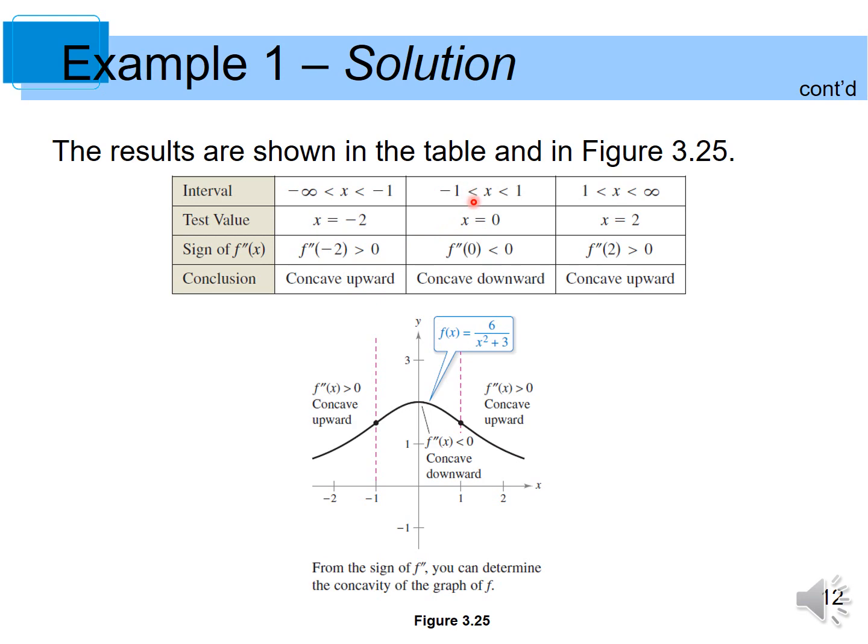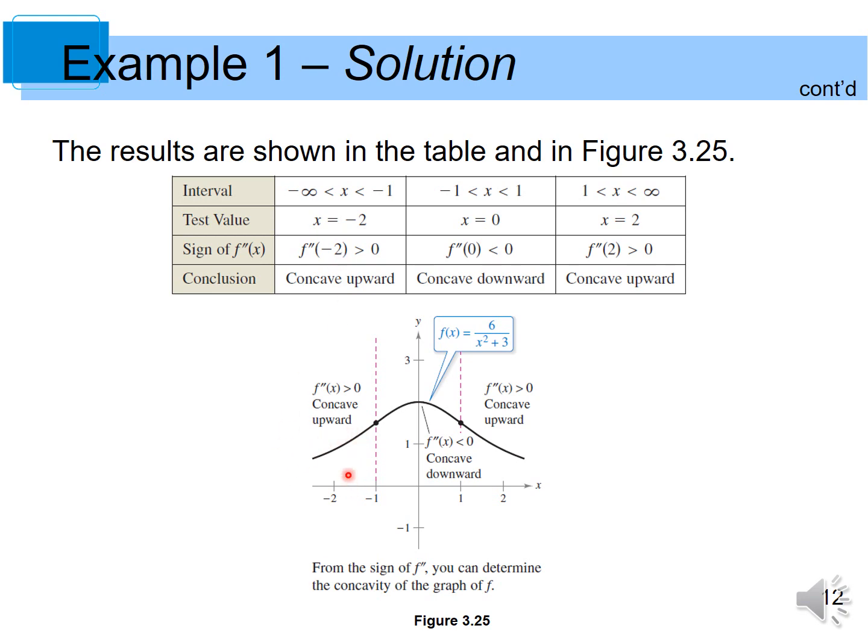And for the second interval, the f''(0) is a negative value. So we conclude the curve on this interval is concave downward. And lastly, the f'' sign is positive. So we conclude the curve is concave upward on this interval. And look at the original function. This is the original function, the curve of the original function.